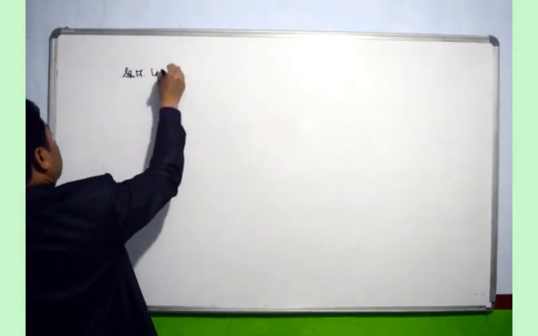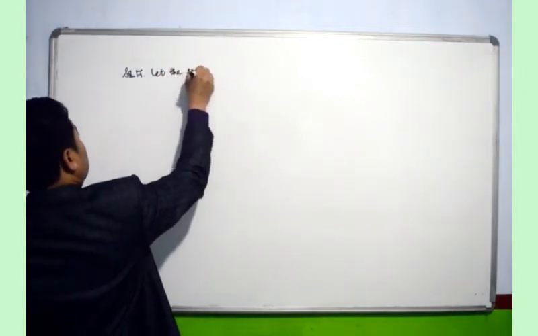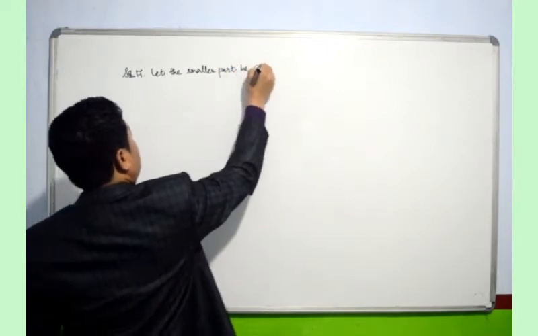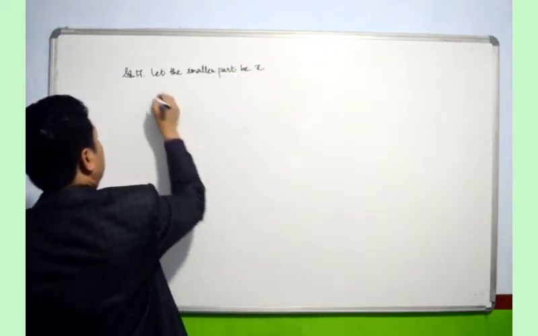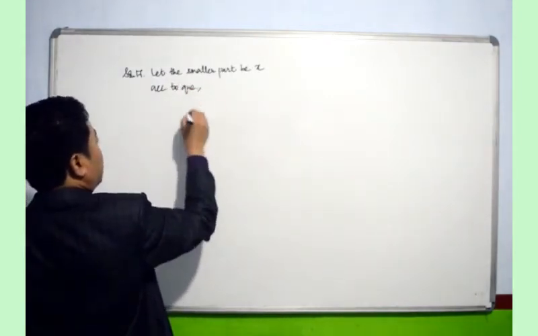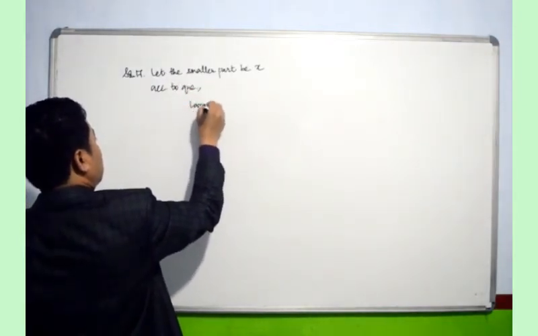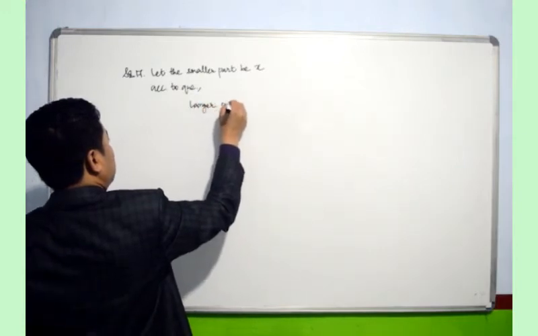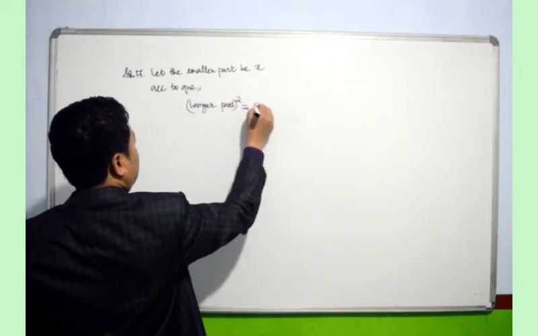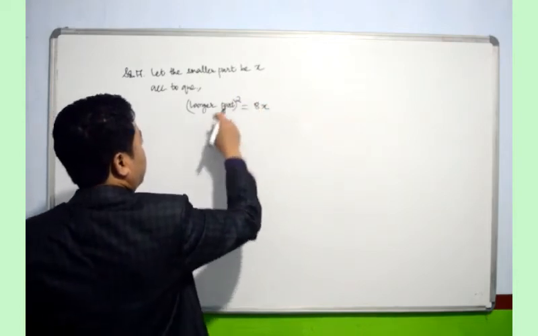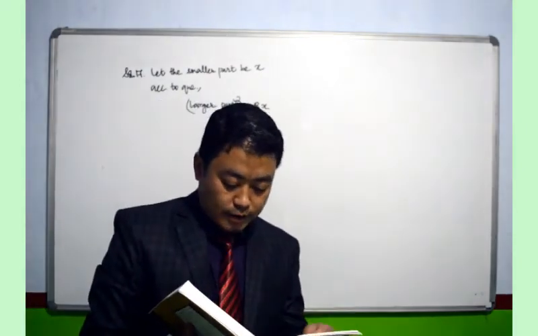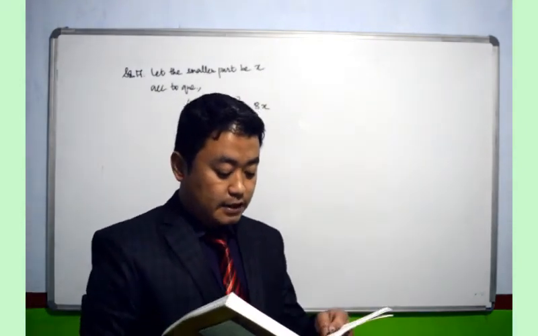So let the smaller part be x. And what we have been told from the question is that, according to the question, the square of the larger part is 8 times the smaller part. This is what we have been told. The square of the larger part is 8 times the smaller part. It's given in the question.